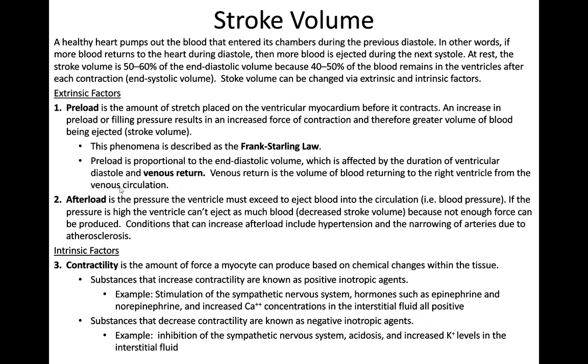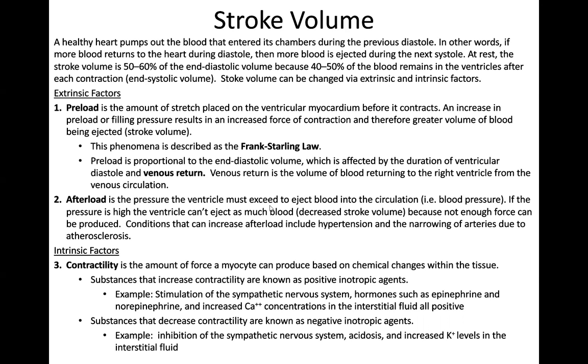So when blood's coming back by way of veins to the heart, technically you would probably say right atrium instead of right ventricle, because it goes there first, but then it goes to the right ventricle. An increase in the return of blood back to the heart means we have more blood to pump, which means preload goes up, and then we can eject more blood. So preload affects stroke volume in that manner.